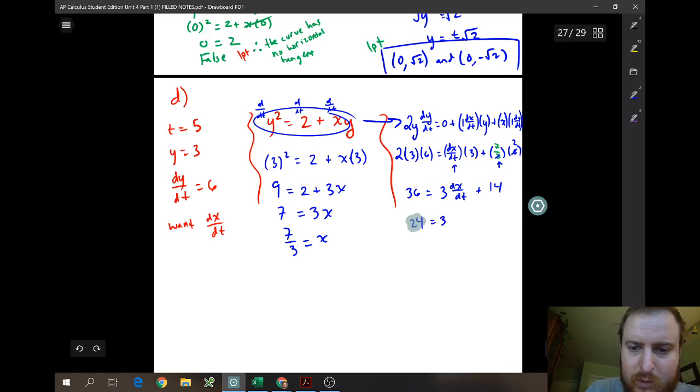22, sorry. 22, it would have been nicer if they made it 14, 24. 22 equals 3 dx dt. Divide by 3, and we get 22/3 is equal to dx dt.